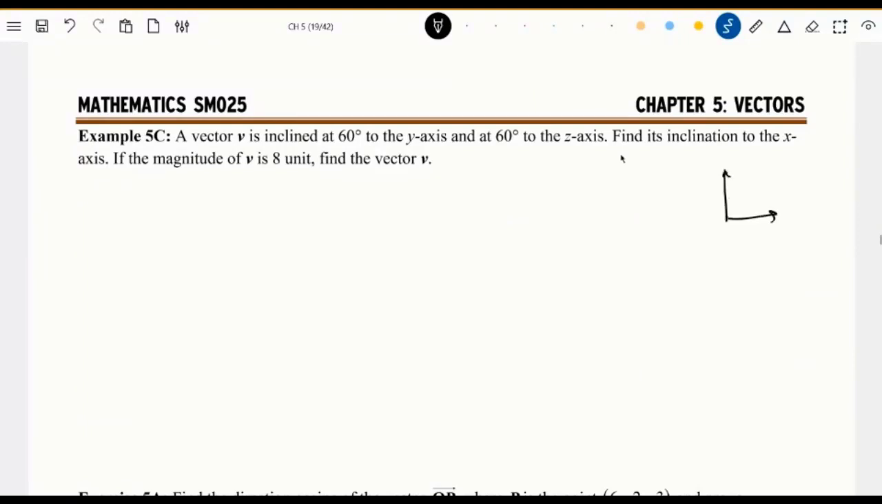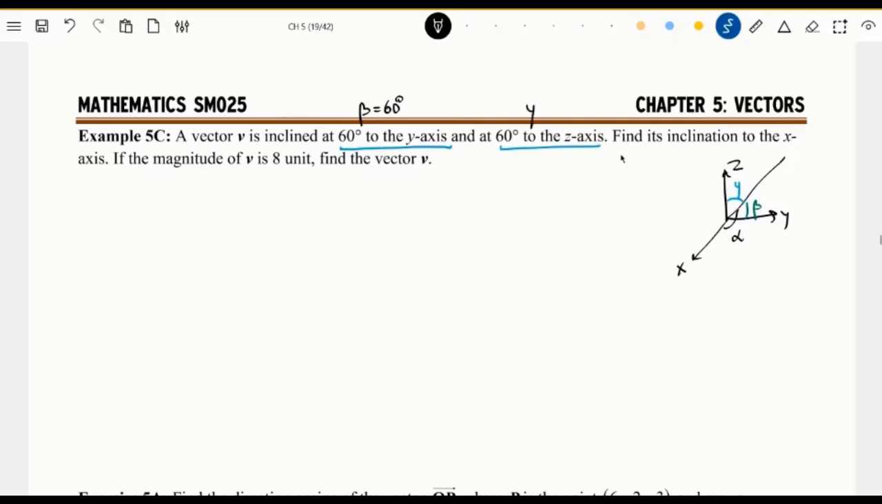Kita ada 3 paksi. Kalau X, Y, Z, so ini adalah alpha. Ini adalah beta. Ini gamma. Okay. So yang ini? Yang mana? Beta. So this one is the beta. Beta kamu adalah 60 degree. And then for the Z axis?